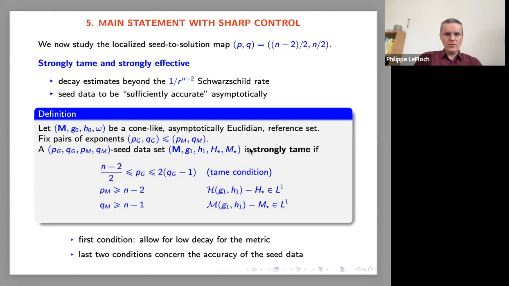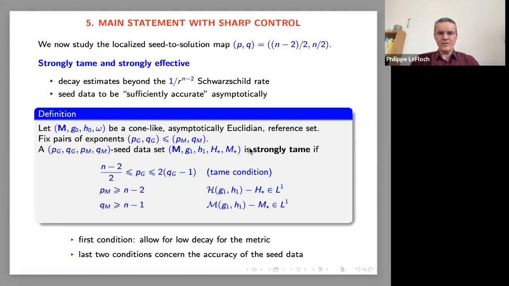And so I want to emphasize that what I'm talking about here is a sub-harmonic control, but still I'm talking about solutions that have a very low decay. I'm only talking about some kind of error terms that I want to control in my estimates, but it doesn't prevent the metric from being very bad in terms of decay. So the first condition here allows very low decay, even like 1/√R in dimension 3. But the last two conditions have to do with the accuracy of the seed data.